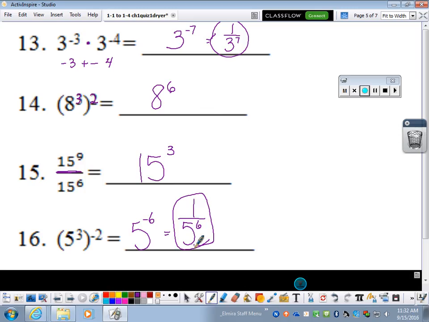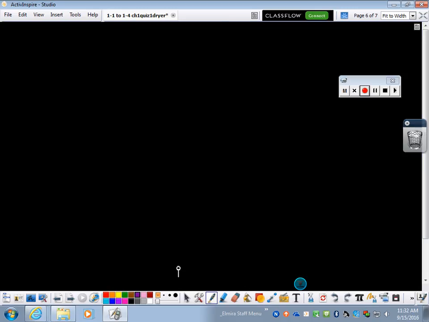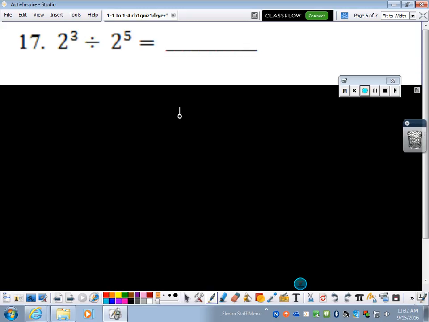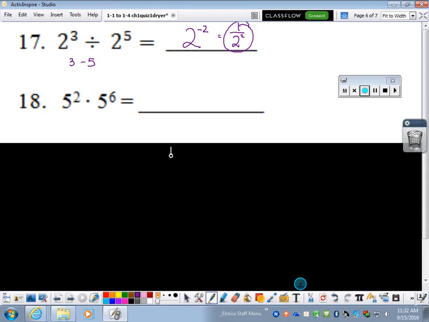Okay, last 4. Number 17 has a base of 2. It's a division problem, so I will subtract. 3 take away 5 is -2. 1 over 2 squared would be my final answer because I have a negative exponent. Number 18, that's a multiply. Keep my base of 5. And then 2 plus 6 is 8.